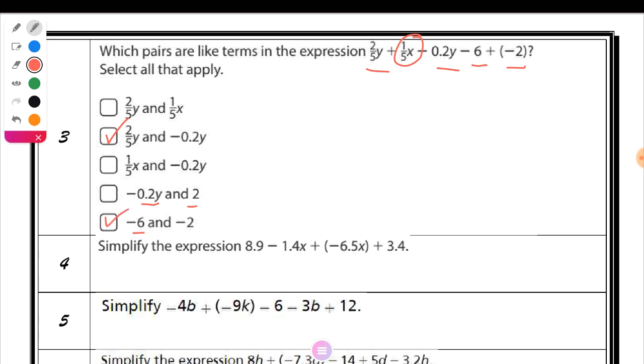Take care about this question. If I ask you select all that apply, that means you have more than one answer. You have to search how many answers are right. So don't check one answer and run away. No, you have to concentrate and try to finish it all, by choosing all the right answers.